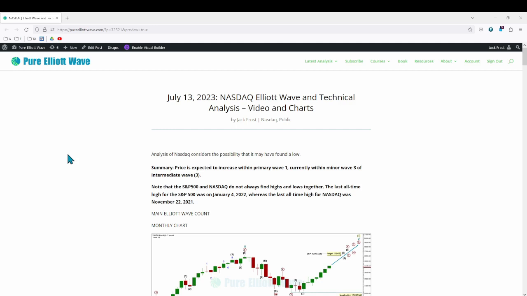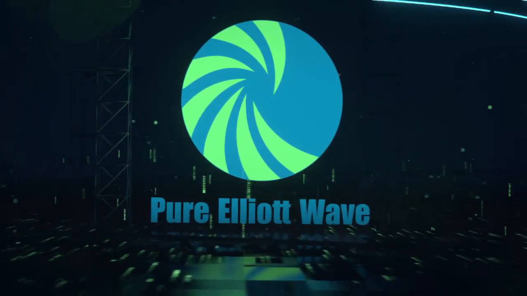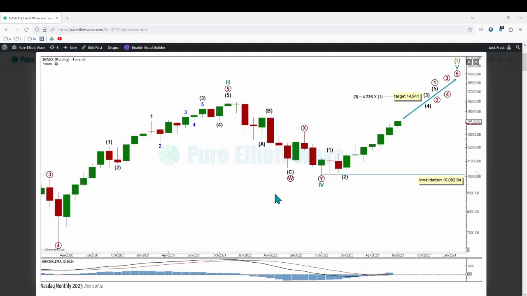Currently, price is expected to increase with primary wave 1, which is currently in its third minor wave of intermediate wave 3. On the main monthly chart, cycle wave 4 may be over at this last low here, with cycle wave 5 within super cycle wave 1 expected to push price higher.